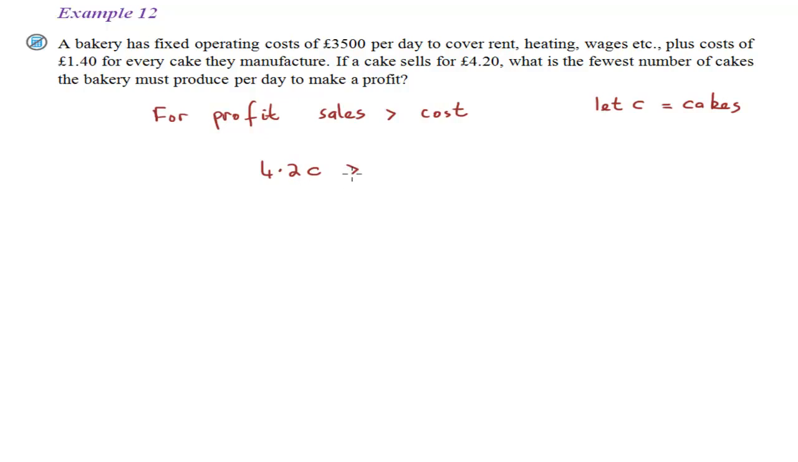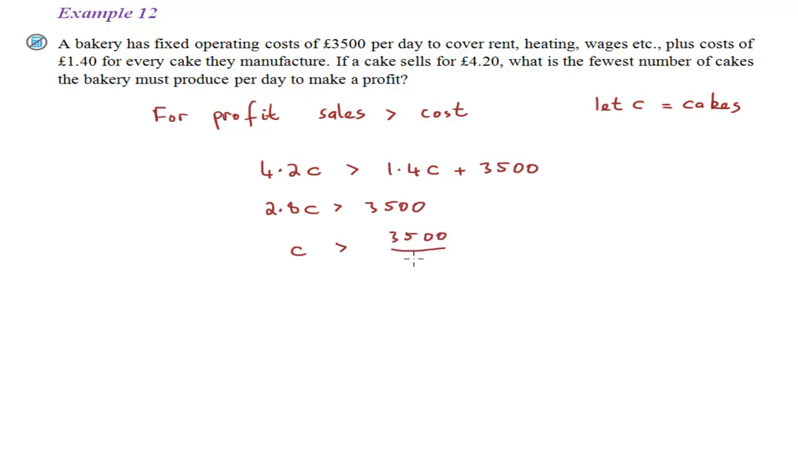So that's the sales. That's got to be greater than the cost, and the cost is £1.40 per cake, multiplied by the number of cakes that we're selling. Don't forget though that their costs also include this £3,500. So we're looking now to try and solve this inequality to get the value of C. The first thing to do would be subtract that 1.4C from both sides to give you 2.8C is greater than 3,500, and then we're looking to try and solve this for C by dividing both sides by 2.8.